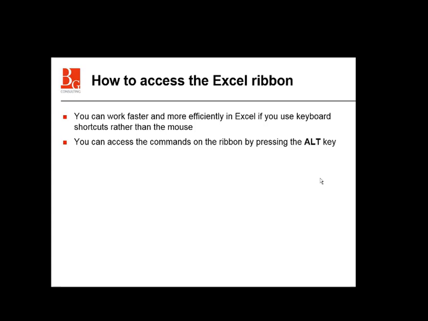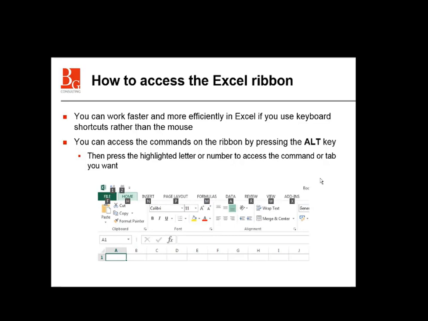So, to access the commands on the ribbon, I pressed the Alt key. That then showed a highlighted number or letter against each of the various tabs. You then press the letter on the keyboard, matching to the section of the ribbon that you want, and then continue matching the letter on the toolbar buttons until you've accessed the tool that you want.